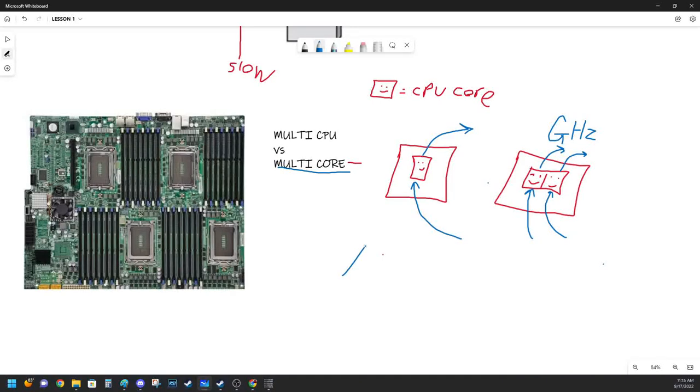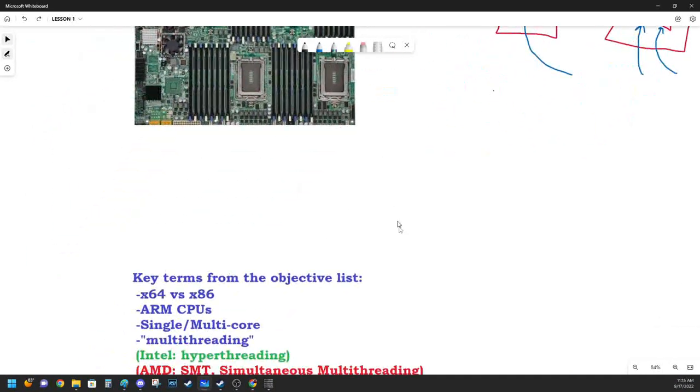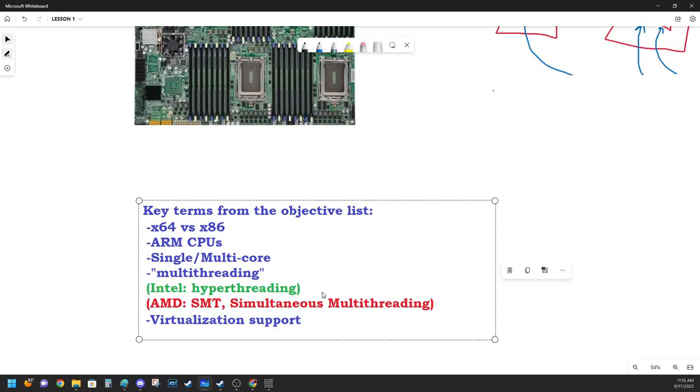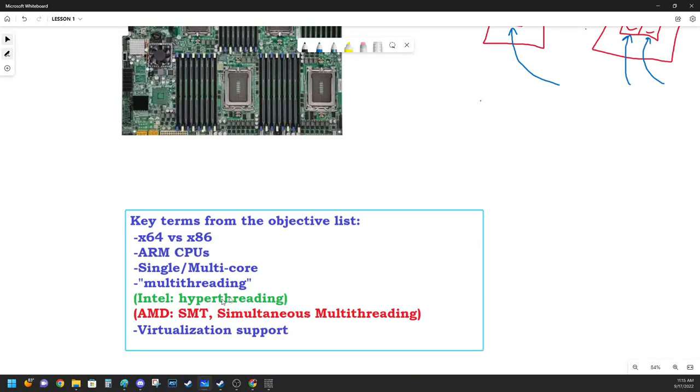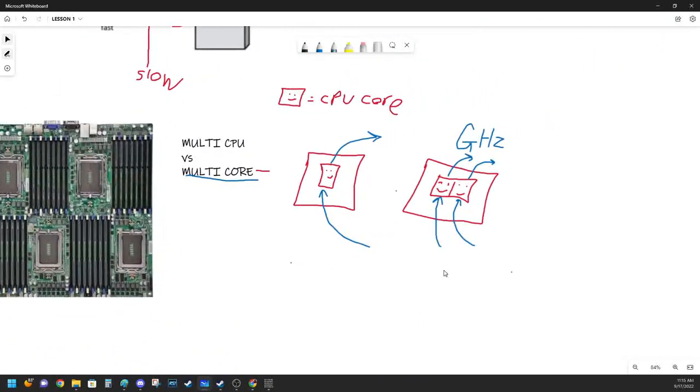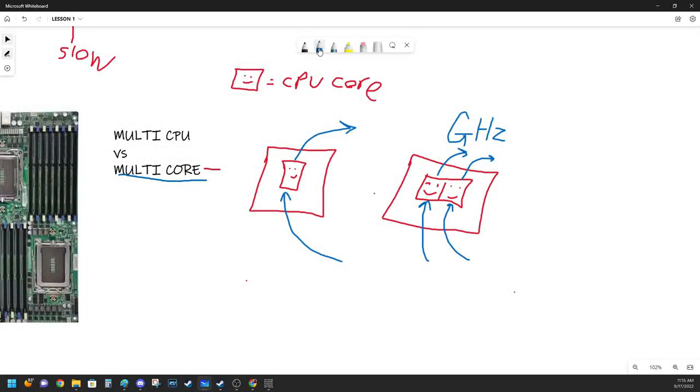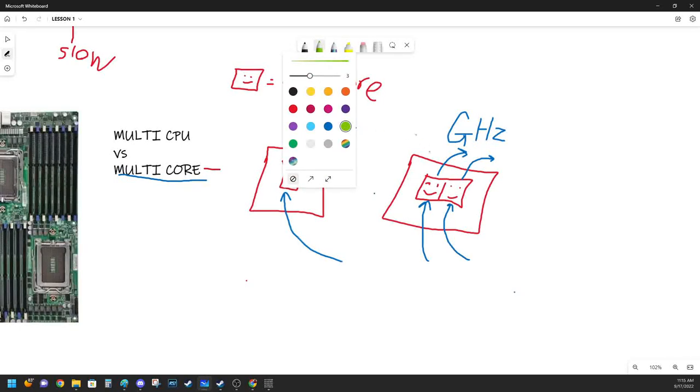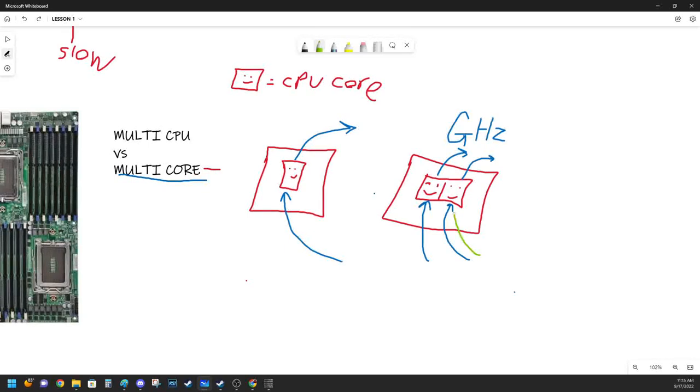Well, a few key terms came up when it comes to multi-threading. When we talk about multi-threading, Intel calls it hyper-threading, AMD calls it simultaneous multi-threading. Hyper-threading is an Intel-specific word. But it means that they took this idea, I know this is a dumb picture, but bear with me, and enabled this processor to take in two streams of data per clock cycle and put out two streams of data or two requests per clock cycle. That's ultimately what hyper-threading or AMD simultaneous multi-threading is. Each core can take in two sets of instructions per refresh and put out two sets of instructions per refresh.